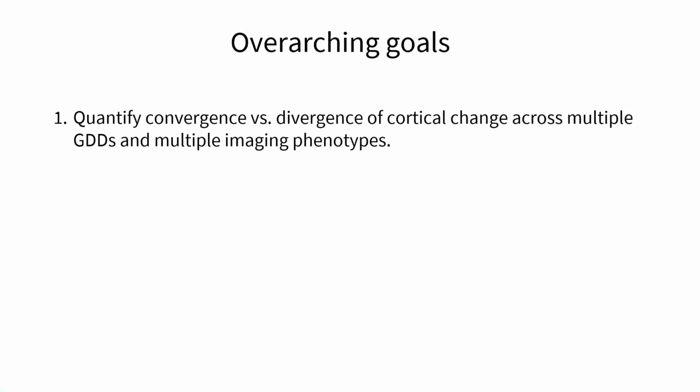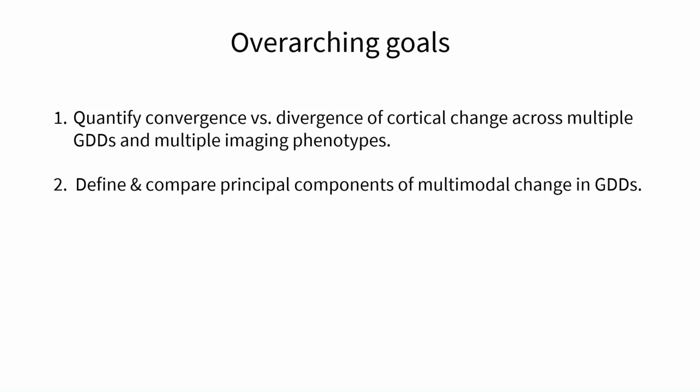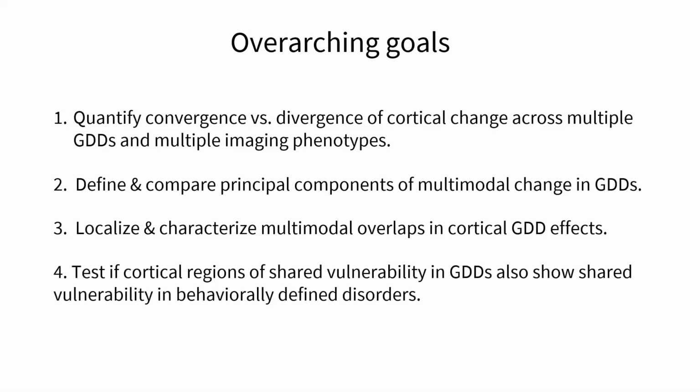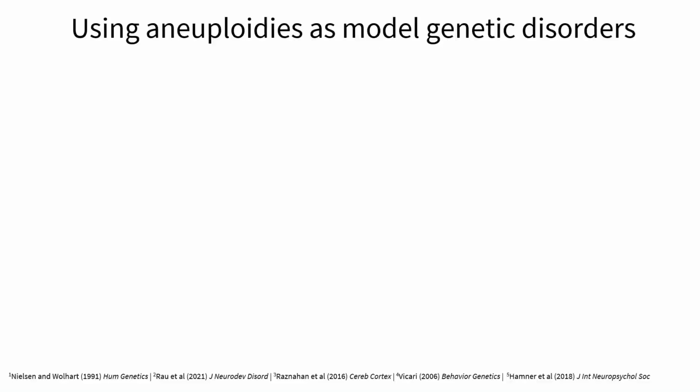And so we had 4 specific overarching goals. The first of these was to quantify convergence versus divergence of cortical change across multiple GDDs and imaging phenotypes, to define and compare principal components of multimodal change in these GDDs, to localize and characterize multimodal overlaps in the cortical GDD effects, and to test if cortical regions of shared vulnerability in GDDs also show shared vulnerability in behaviorally defined disorders.